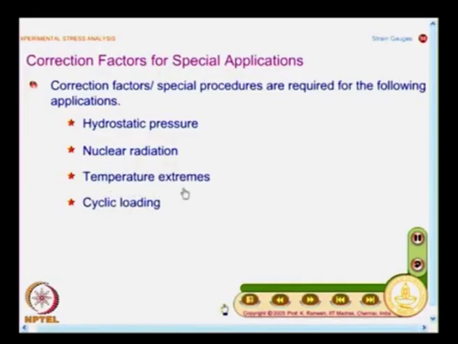Then you will also have to work at very high temperatures, you look at temperature extremes. When I say temperature extremes, it could be high temperature or it could be cryogenic temperatures. And another aspect is when I am involved in cyclical loading, what precautions I need to take for such measurements. So, we will go one after another. We will first take up hydrostatic pressure.